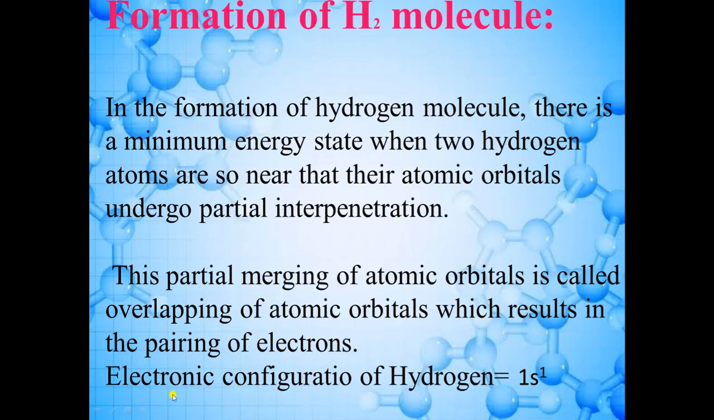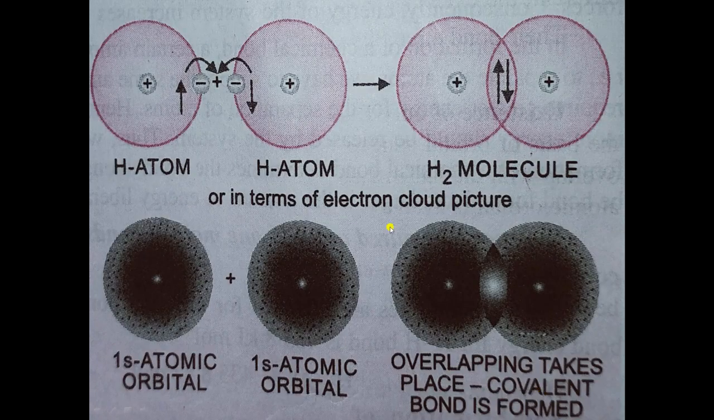So here first we will write the electronic configuration of the hydrogen atom. The electronic configuration is 1s1. Now this is the first hydrogen atom and this is the second hydrogen atom. When the first hydrogen atom combines with the second hydrogen atom, it forms the H2 molecule, right? There is one electron in the 1s orbital, and here also one electron is present in the 1s orbital. So the orbital is half-filled, and it will overlap with the half-filled orbital of the second hydrogen atom. There will be sharing of electrons. Can you see here? There is pairing of electrons.